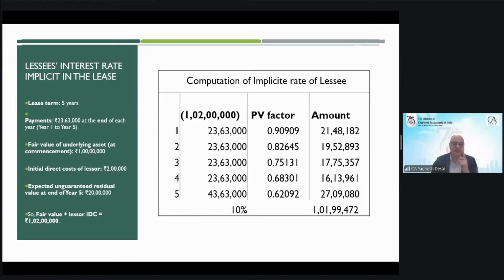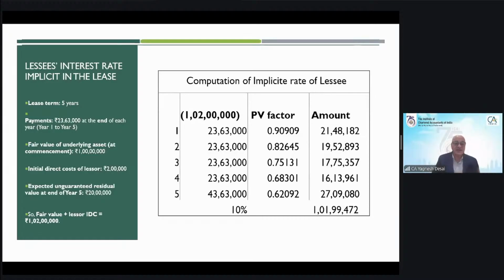Because of the expected unguaranteed residual value at the end of year 5, this gives me the present value. Now when I plot it in Excel and do the IRR, I get a 10% return. So my implicit rate here is 10%. Ideally, one should go for that.